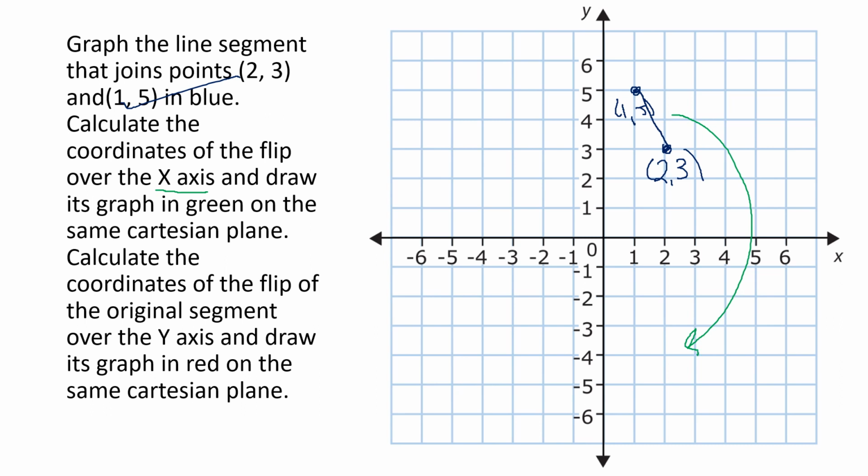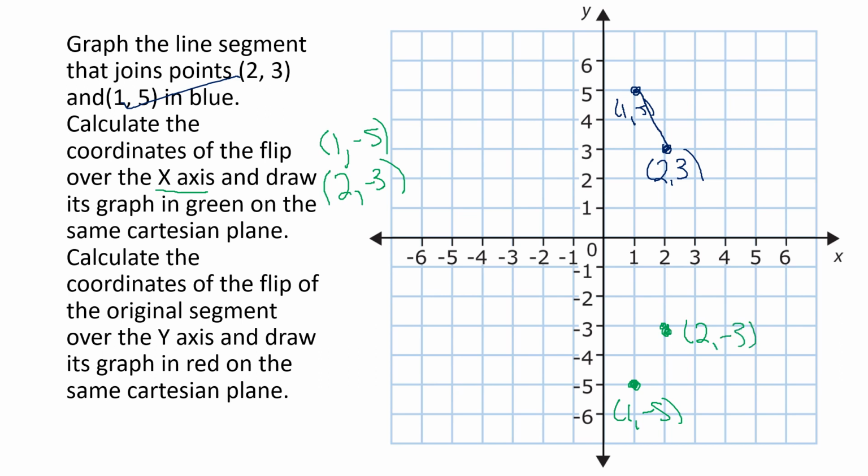So remember, if we're going to flip over the x-axis, the y values change. So my x is going to stay, but my y is going to flip. Those are the points that I am going to graph. When I am flipping over the x-axis, the y points change. And this one says to graph in green. So 1, -5, 2, -3. Oh, that should be on that point, sorry.